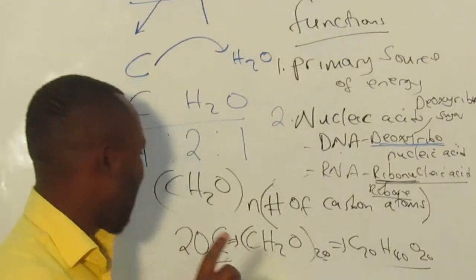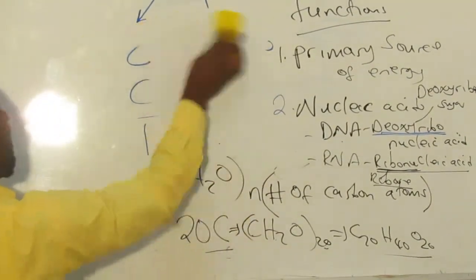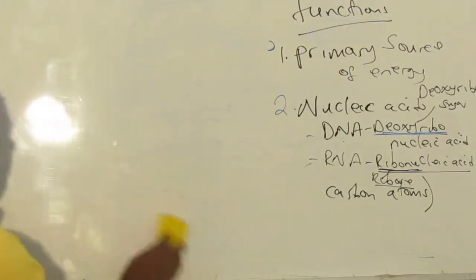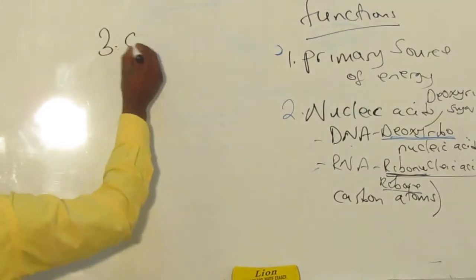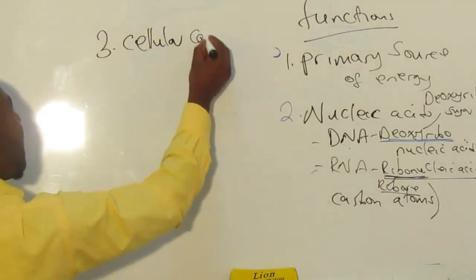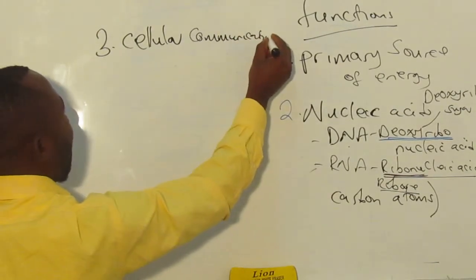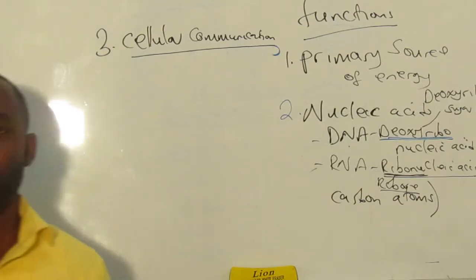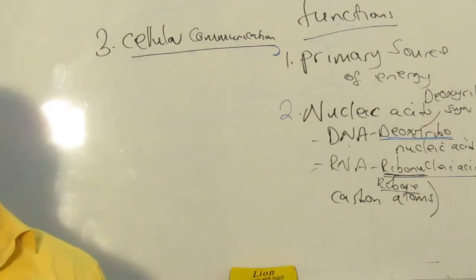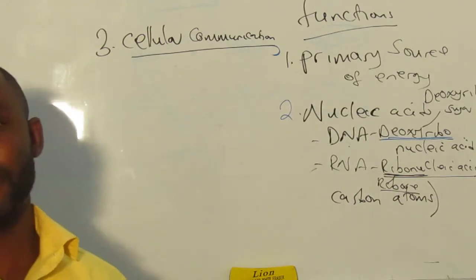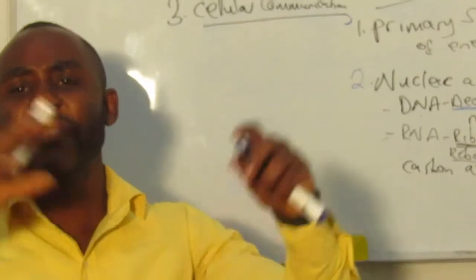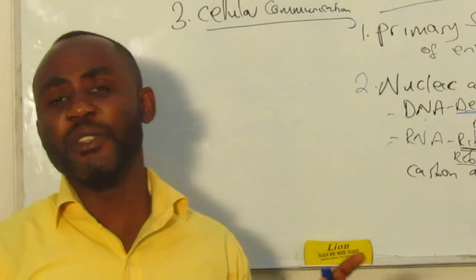The third important function of carbohydrates is this one. They are used in cellular communication. What is cellular communication? In the introduction, we said that a cell is a basic unit of a living organism. A cell conducts metabolic processes. A cell conducts other physiological processes that ensure that the organism is functional.